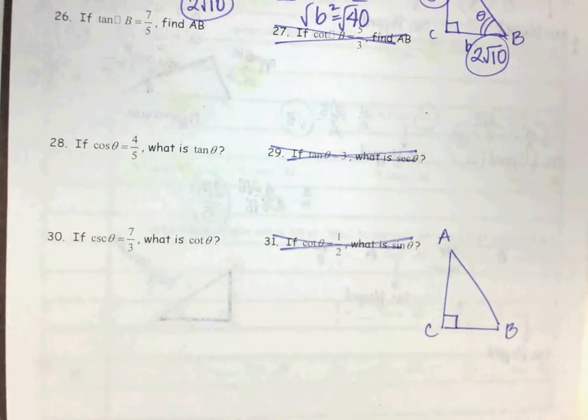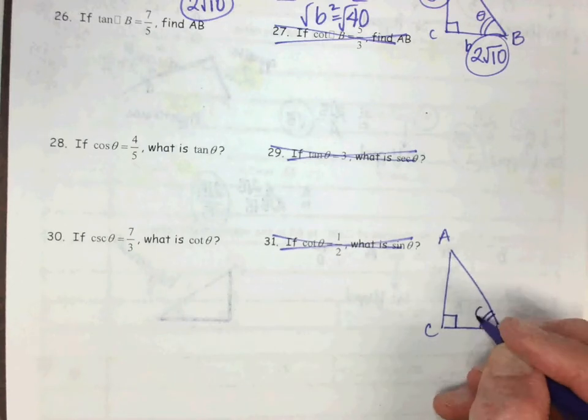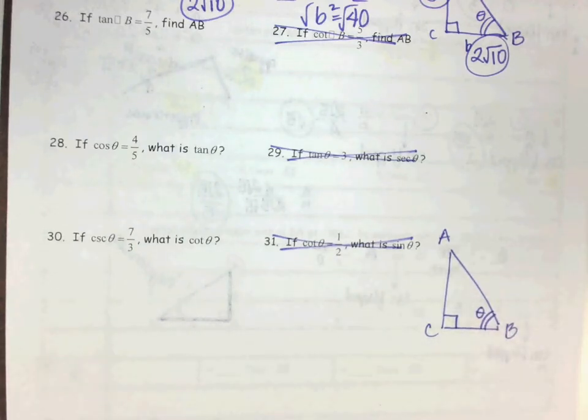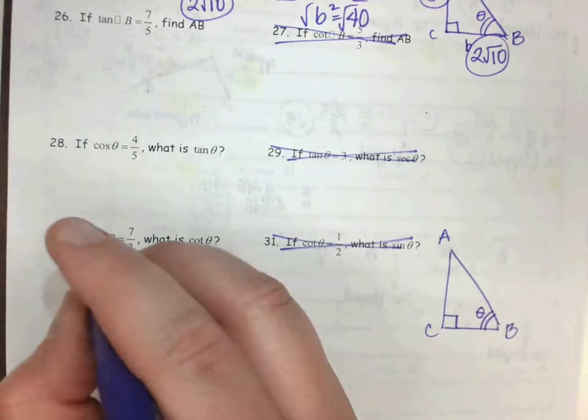Oh, okay, now you're right. This one says theta, so we're going to have to pick what angle we're supposed to be in. They're telling me that cosecant theta has to be 7 over 3. They didn't tell me an angle to pick, so I'm just going to pick B. You could pick whichever one you want. If they leave it like that, you can pick whatever corner you want. Now, they're telling me that cosecant, which is sine flipped, has to be 7 over 3.